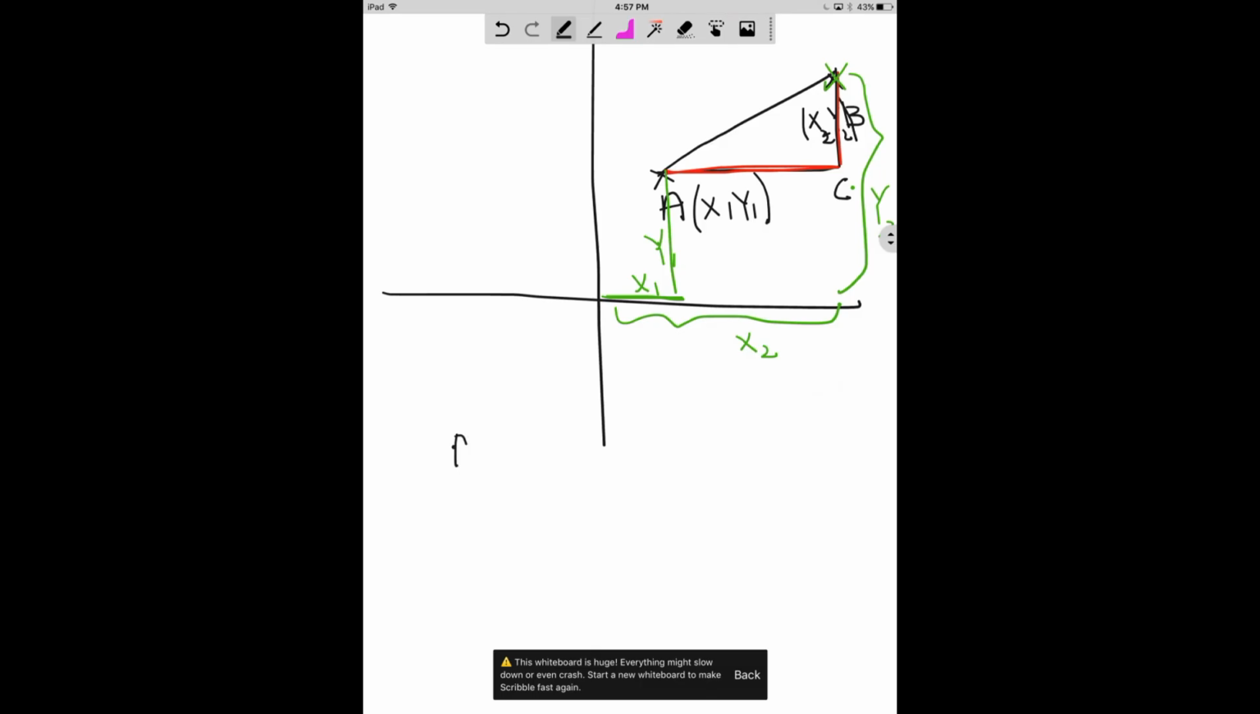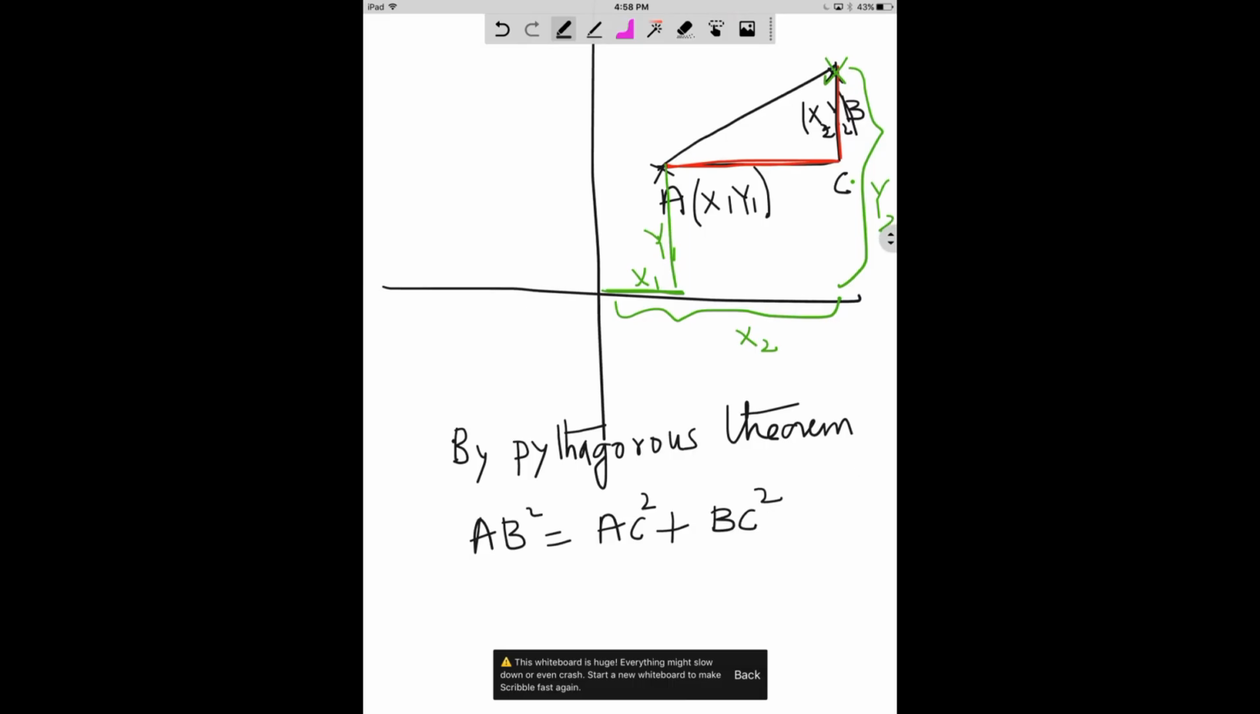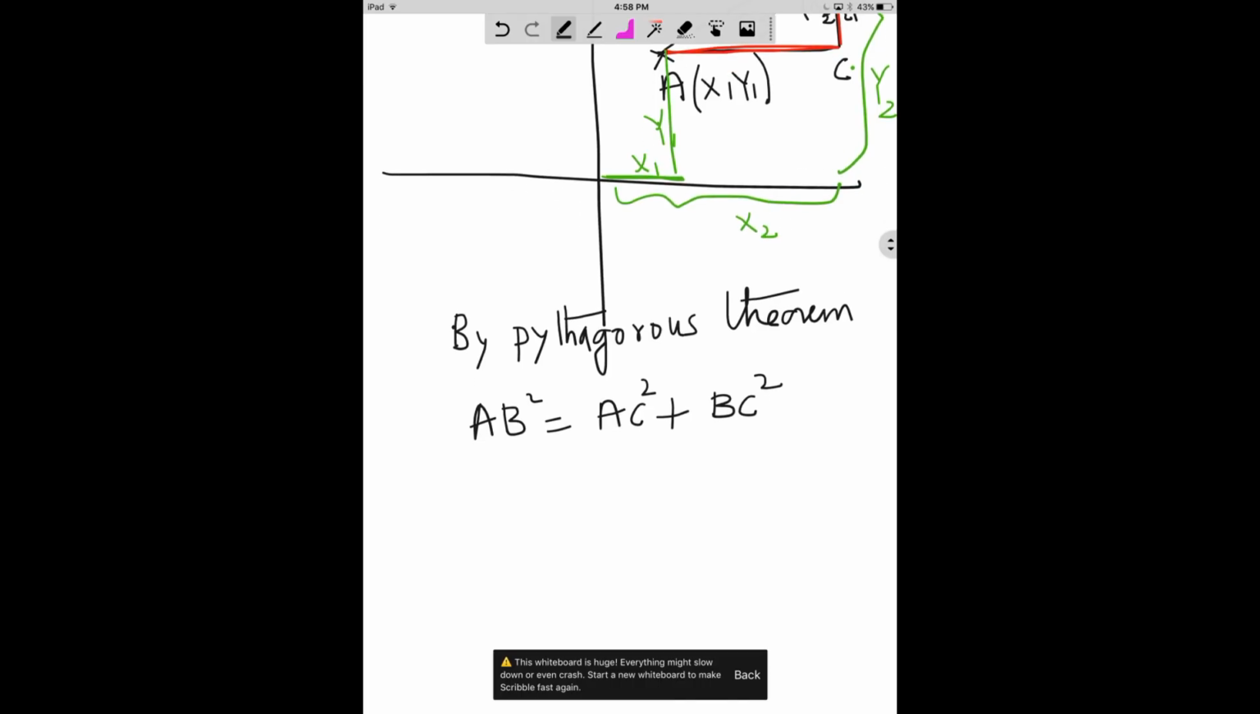So consider the triangle ABC. By using Pythagoras theorem, hypotenuse square is equal to base square plus altitude square. Hypotenuse square is AB square is equal to AC square plus BC square. So AB square.